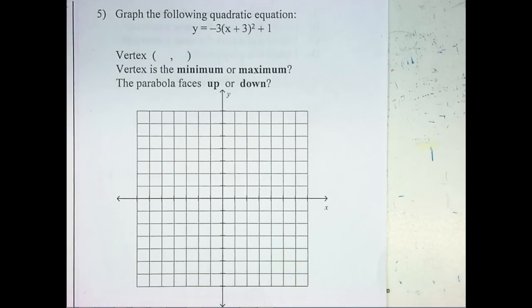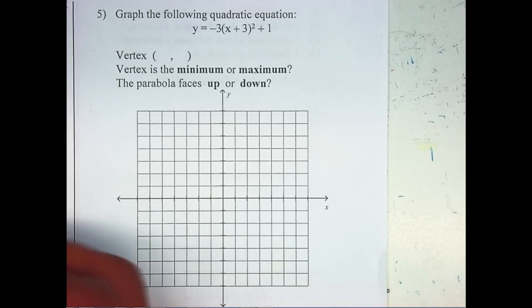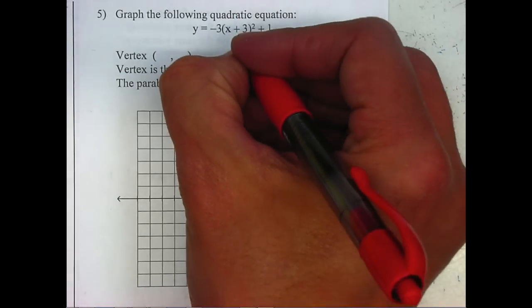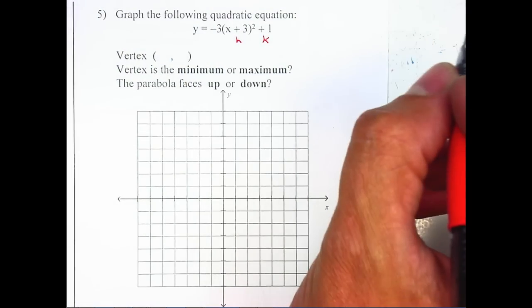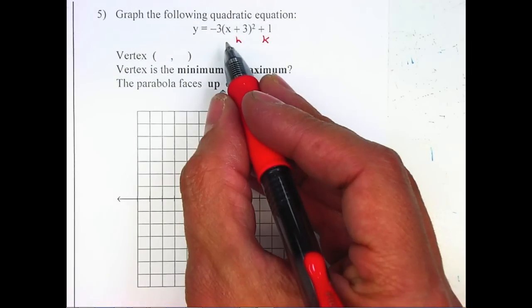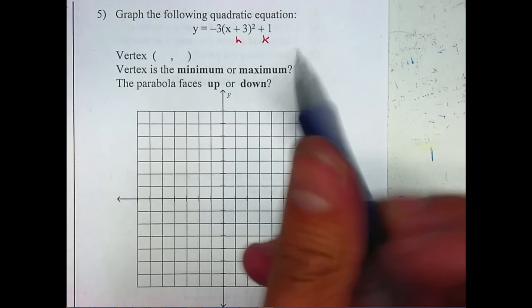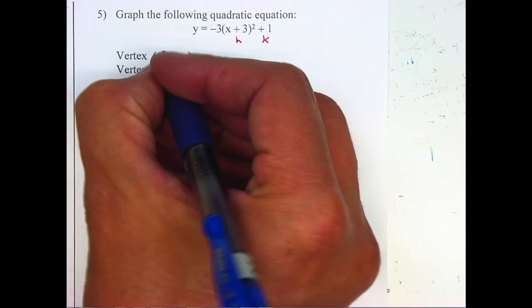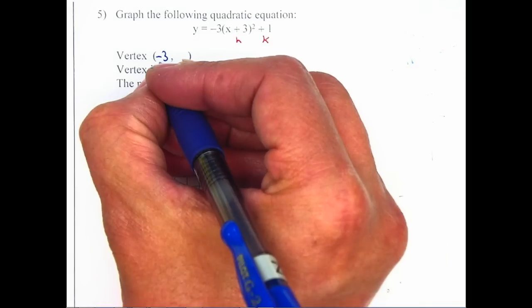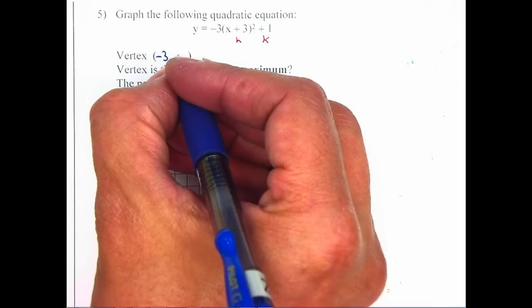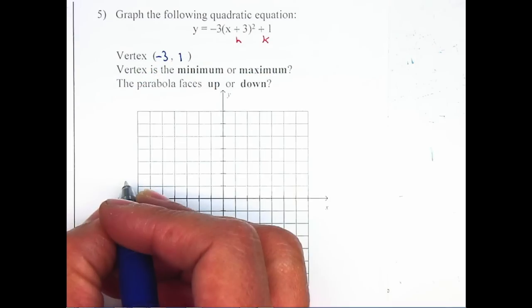Now, problem number 5, we need to be able to graph the quadratic equation. In this case, it's going to be much easier to graph it than on problem number 1 because they give us our h and our k. When it's in vertex form, it's much easier to graph because the vertex is just given to you. -3, remember your h is the opposite, your k is the same.